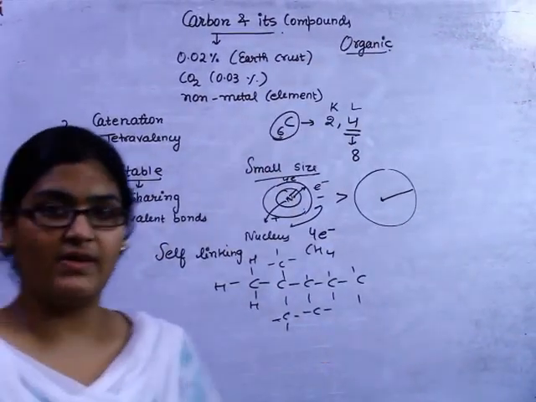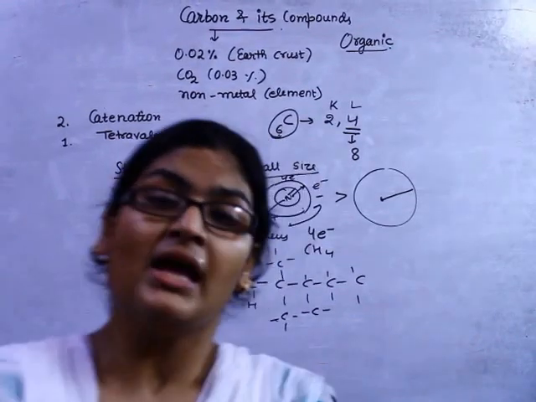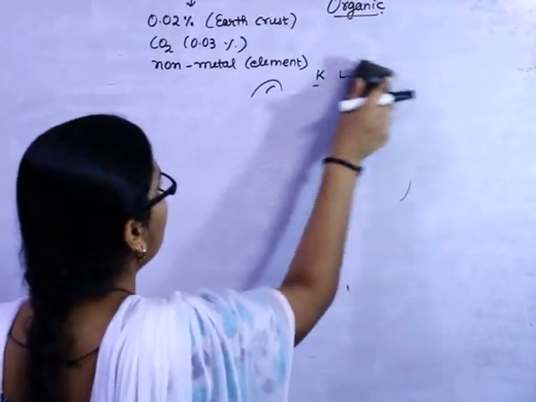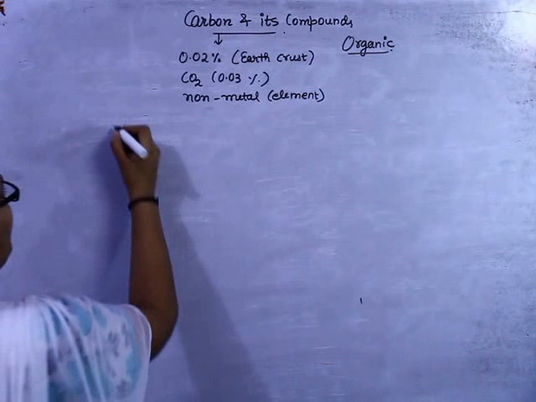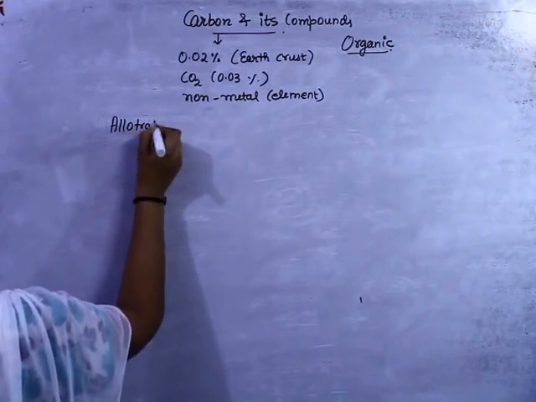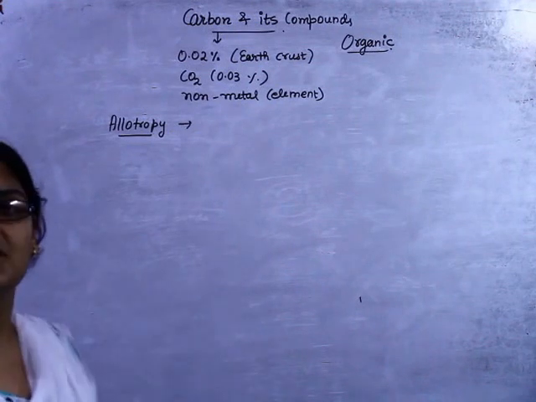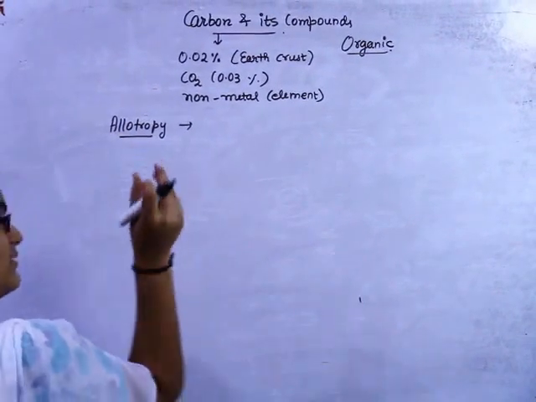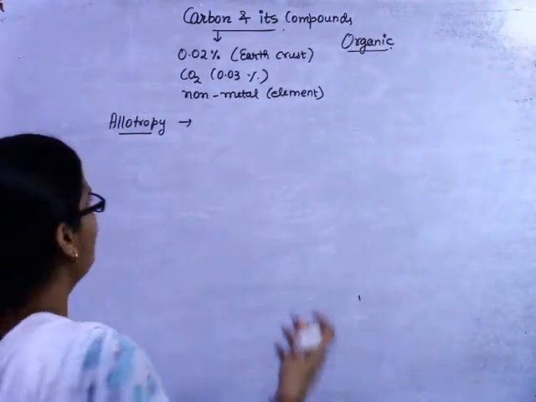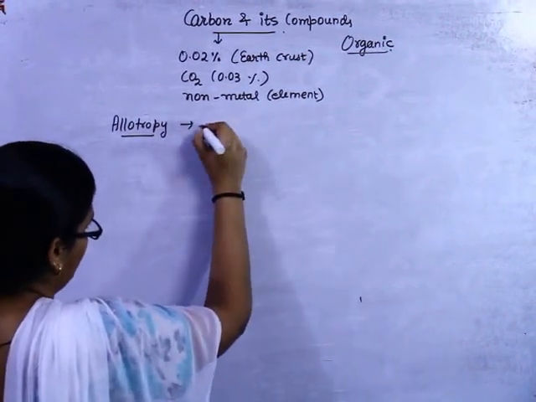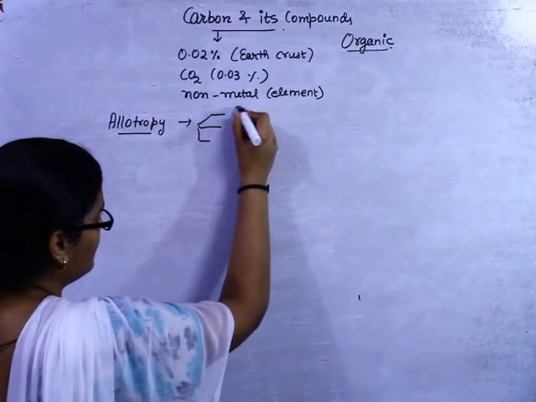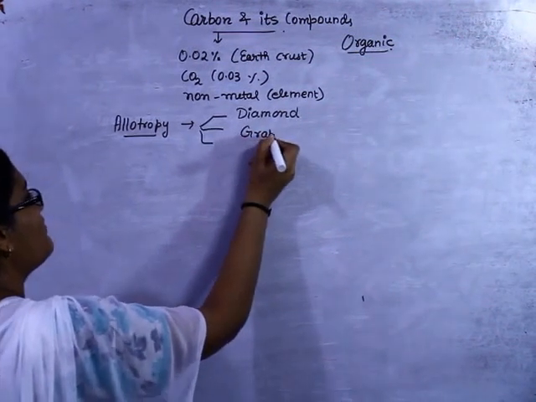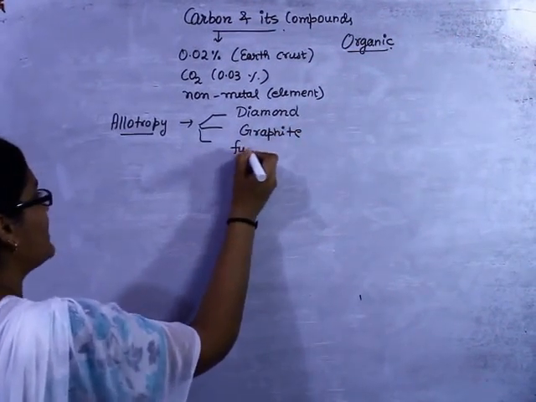Now we proceed with the forms or types of carbon. Carbon forms allotropes. Carbon shows allotropy. What is it? Allotropy is the property of existence of an element in more than one form. And the forms are called allotropes. What I mean is, listen, carbon exists in its crystalline form as diamond, graphite and fullerene.